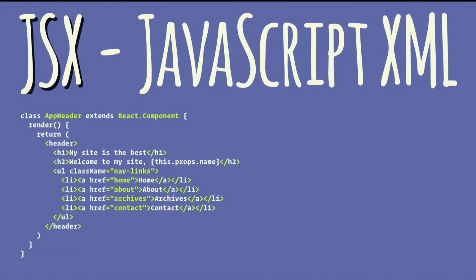So JSX is JavaScript XML. Who can find 2 things that are different between regular HTML, or that you wouldn't see in regular HTML, but you could see here? Troy. Instead of class on the ordered list, it's className instead of class. Right. Why do you think we have className? Aren't we already using class for the AppHeader? Yep. So class is a reserved word in JavaScript, so we can't just use class in our markup. We have to use className. So that's one difference.